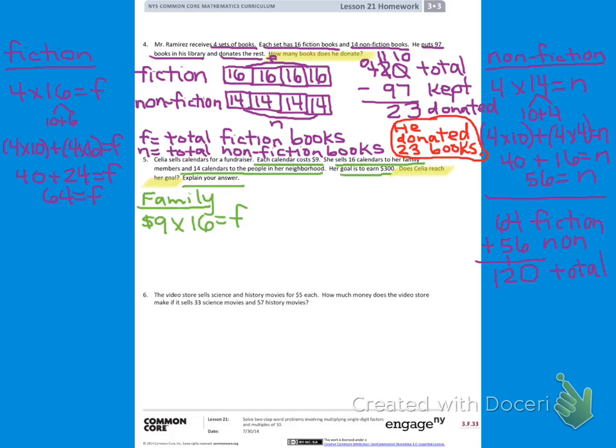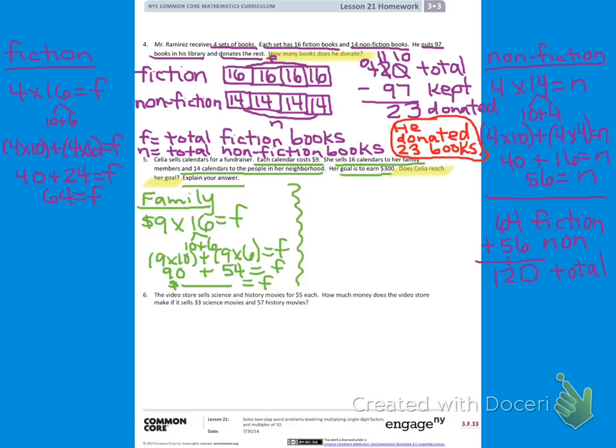F is for family. Let's go ahead and decompose the 16 to be 10 plus 6. Now we'll have 9 times 10 plus 9 times 6 equals F. 9 times 10 is 90. Plus 9 times 6 is 54. That will equal F. And then you add that together and get the answer and write it right here. Don't forget a dollar sign though, because we're talking about dollars.